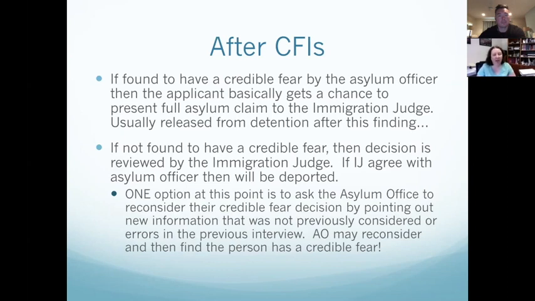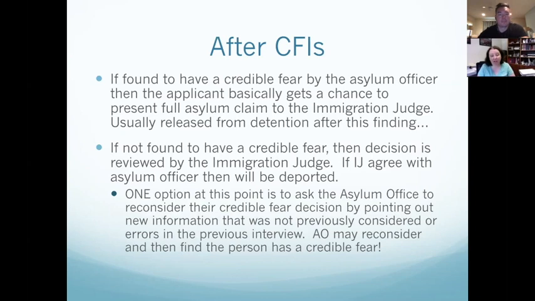But if you're not found to have a credible fear, then the decision is reviewed by an immigration judge. And if the immigration judge agrees with the asylum officer, then basically that's the end of the road.